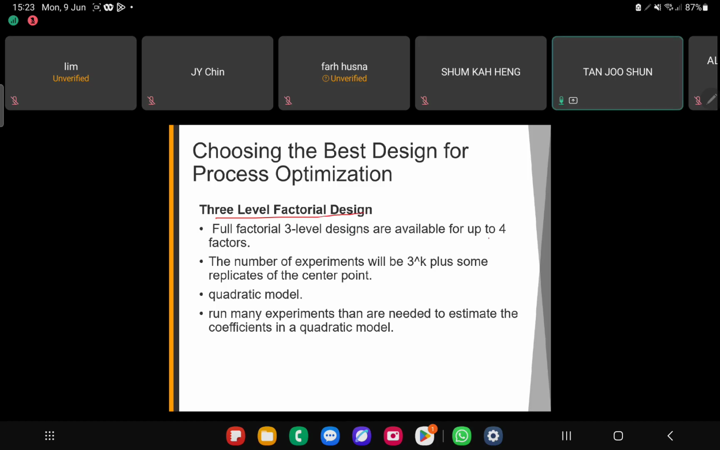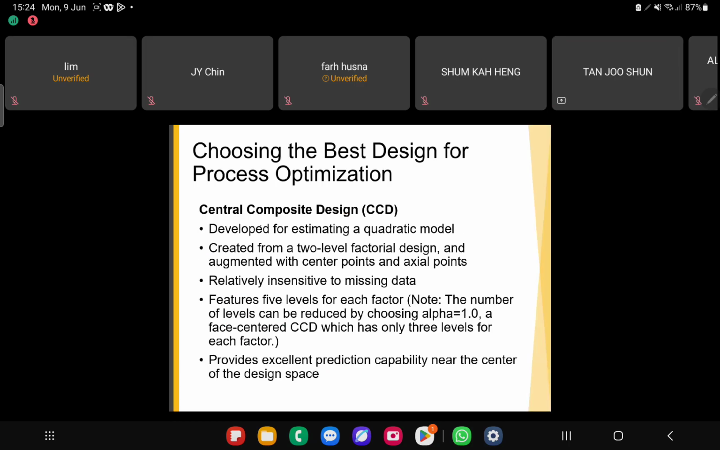Three-level factorial design can screen up to 4 factors. It has some replicates at the center point using the quadratic model, but the disadvantage is that it needs many experiments. CCD also uses a quadratic model. It is actually created from a two-level factorial design with additions of center points and axial points.